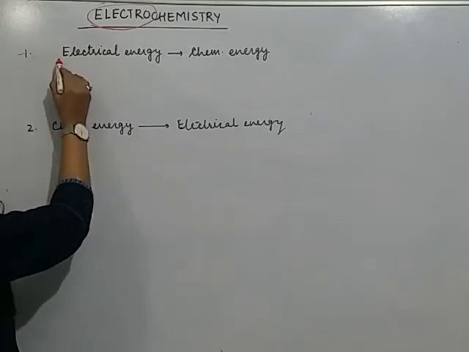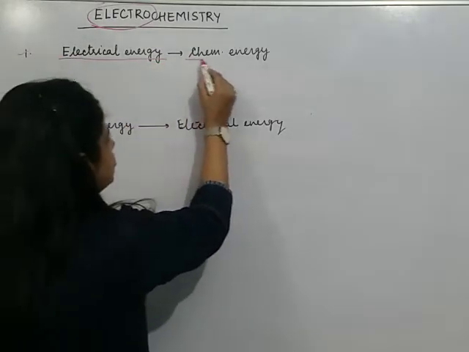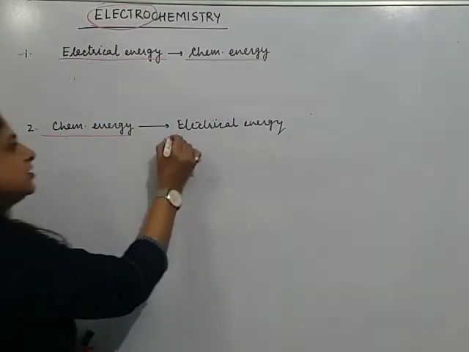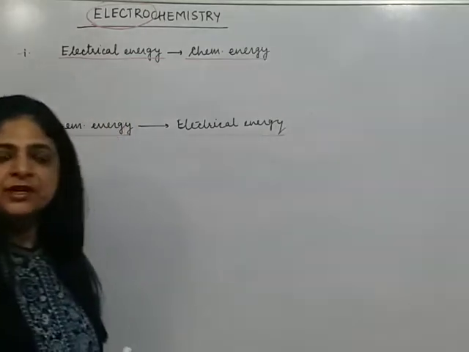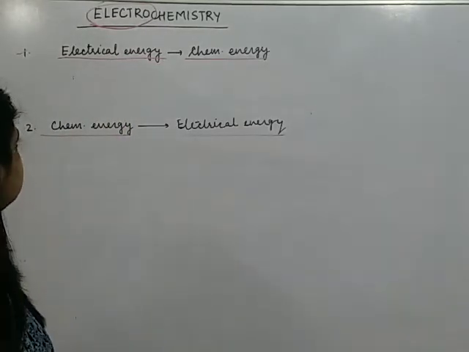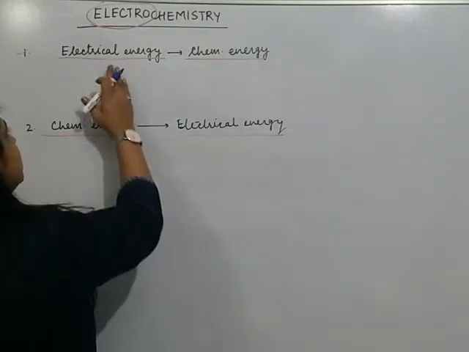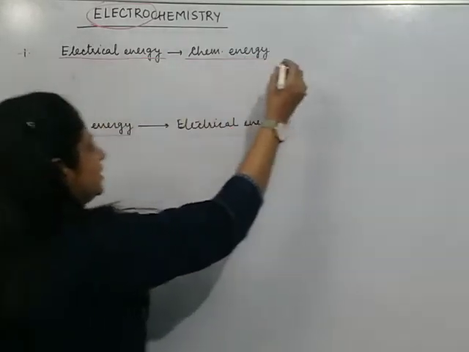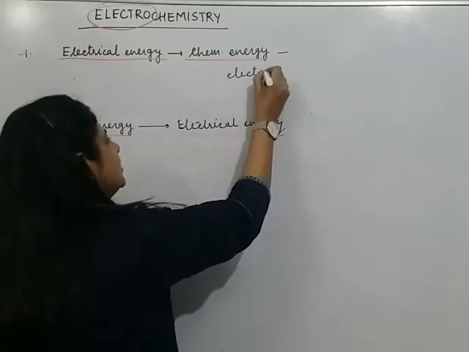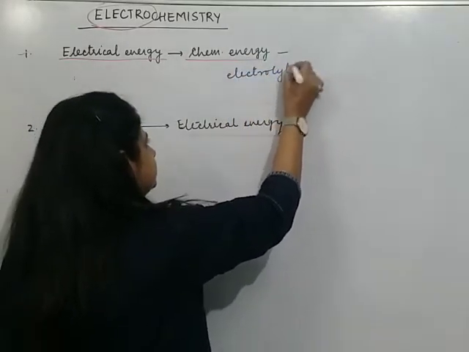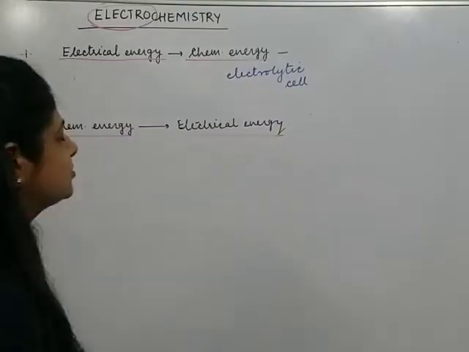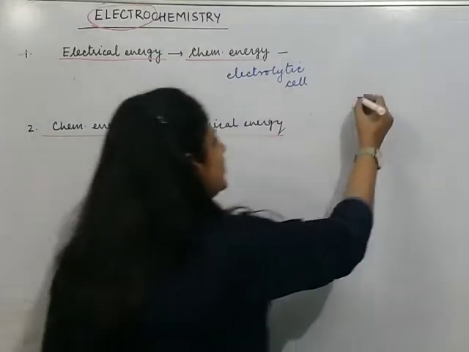One is a conversion of electrical energy to chemical energy, while the other is conversion of chemical energy to electrical energy. For this purpose, we can use different devices. For example, if we have to convert electrical energy to chemical energy, the device we use is the electrolytic cell. You have studied about it in your previous classes also, but let's take a fast review.